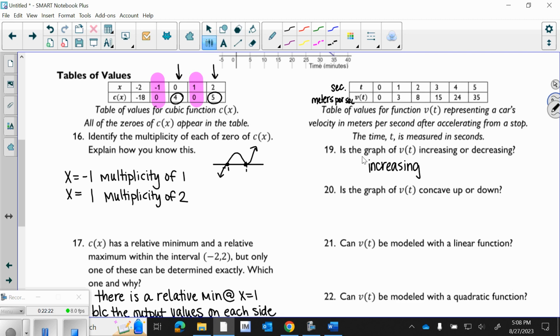Is the graph of v of t concave up or concave down? Now we want to think about our slope. Remember, if we have an increasing slope, then the graph is concave up. If we have a decreasing slope, then the graph is concave down. In this particular case, our rate of change is increasing, and therefore, this graph is concave up.